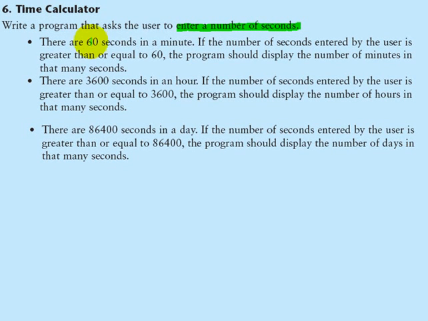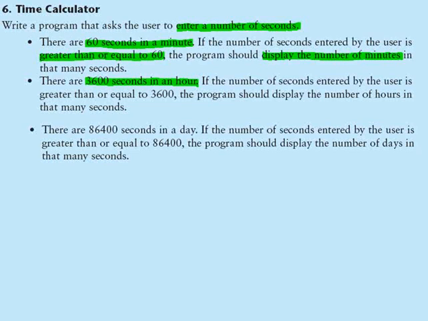First, it tells us there are 60 seconds in a minute. So if the number of seconds that the user entered is greater than or equal to 60, the program should display the number of minutes in that many seconds. So if the user enters 120 seconds, then the program would display a message indicating that there are 2 minutes in 120 seconds.